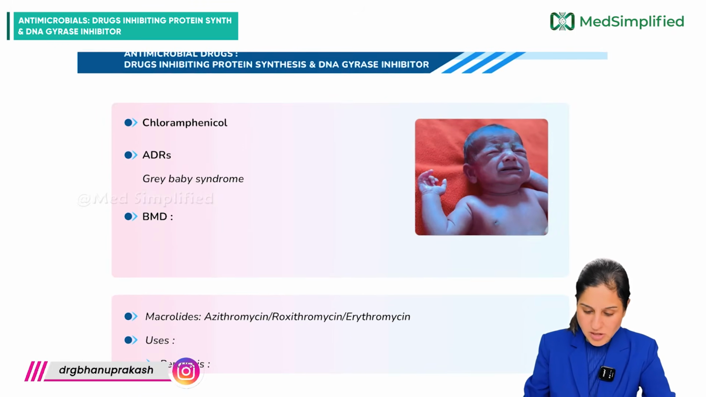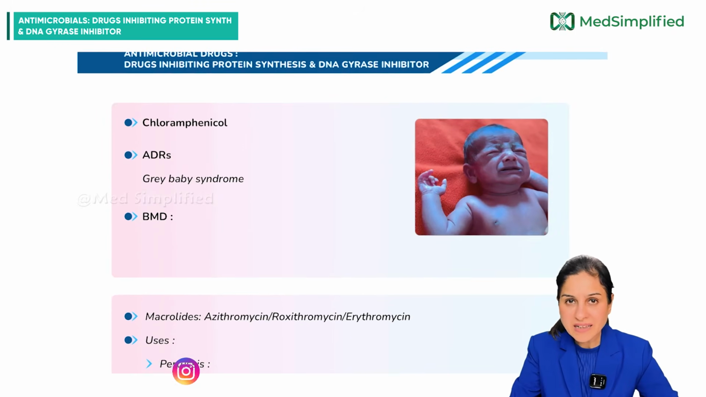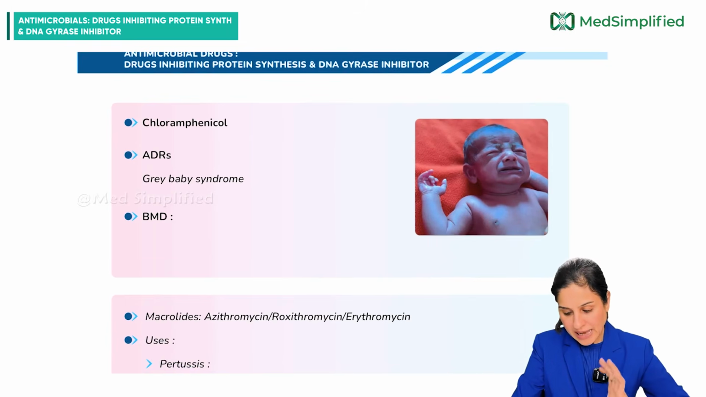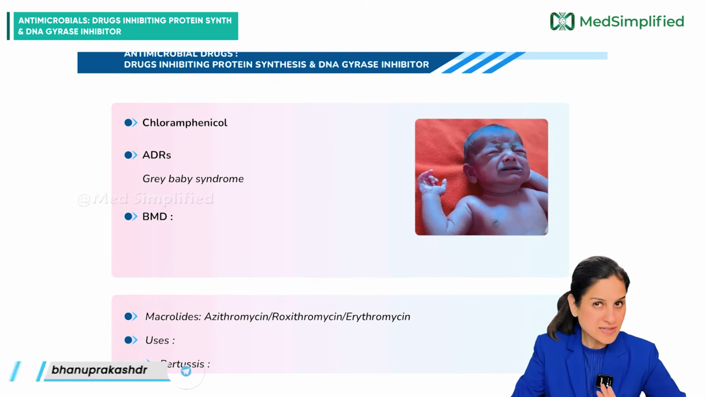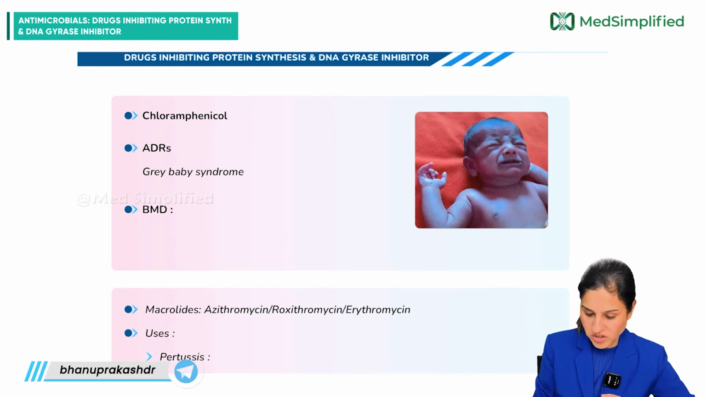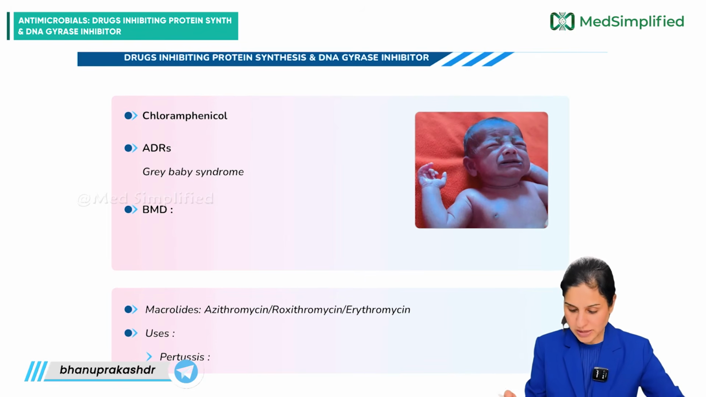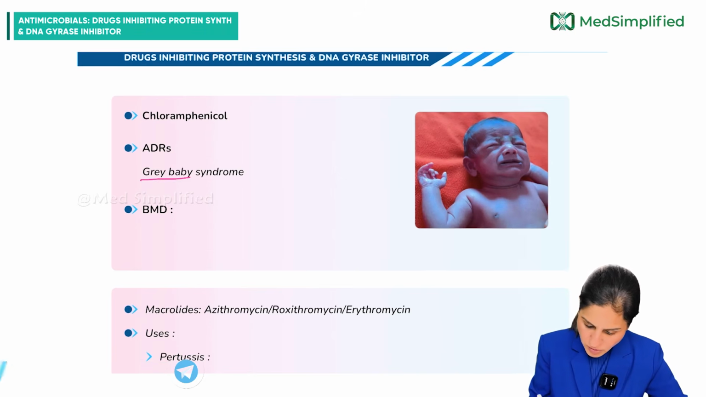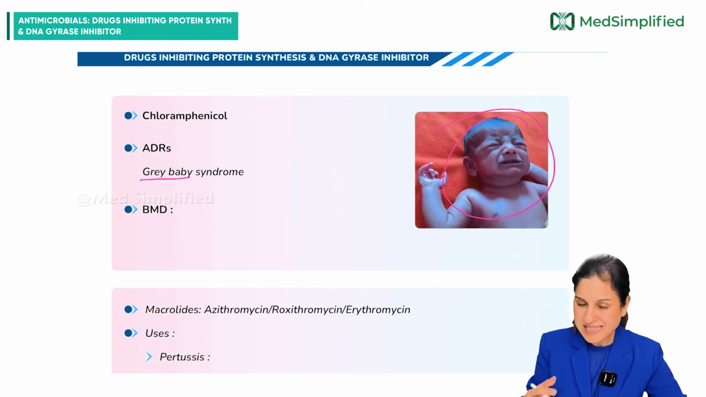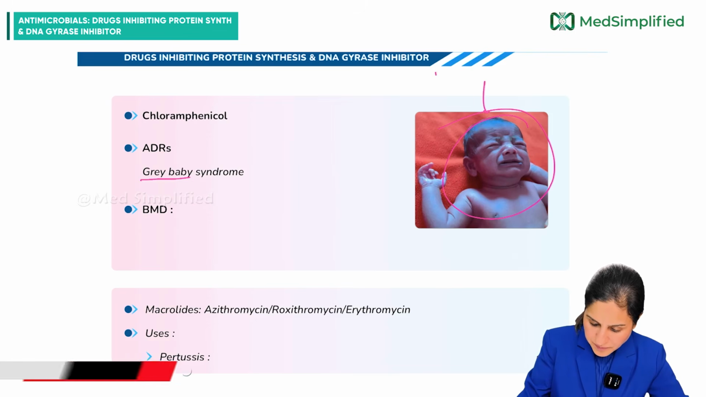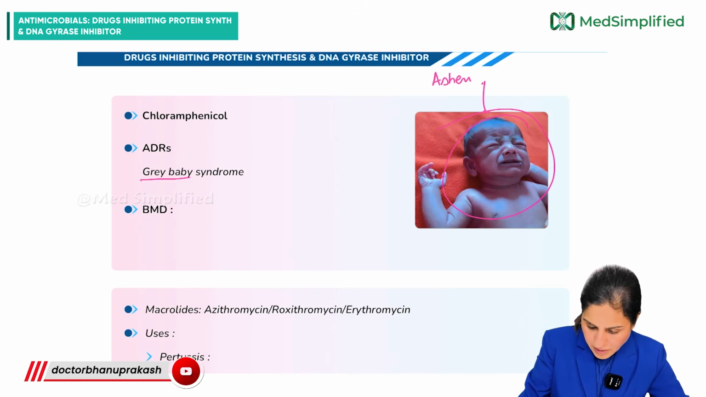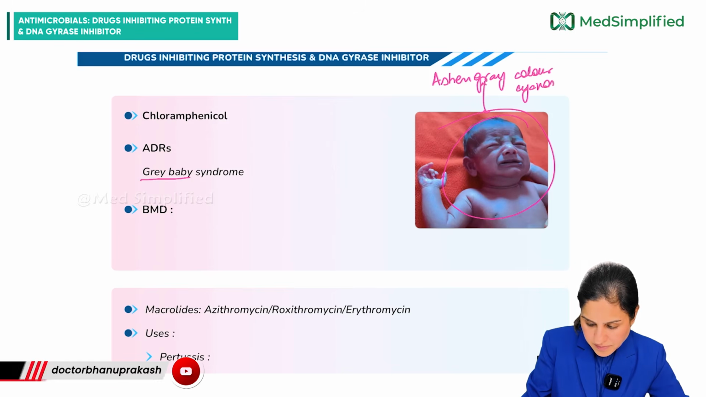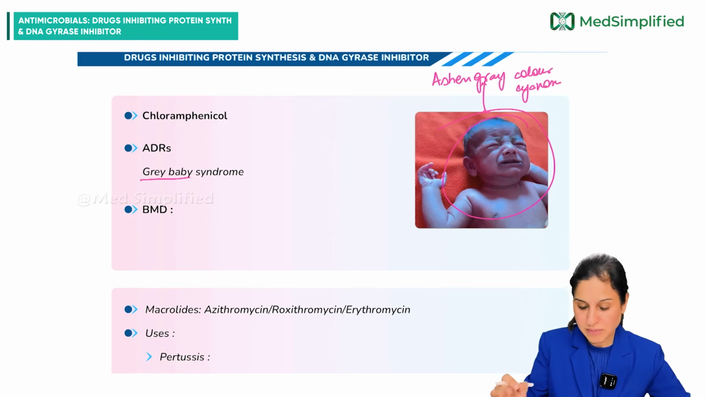The next we have is chloramphenicol. Now this is one drug we don't use as such, and its adverse effects are more important than its uses. So the question is usually asked on its adverse effects. What is the major important one associated with it? It's called gray baby syndrome. See the baby here, the baby turns gray in color. It is called ashen gray color cyanosis. That's why we call it gray baby syndrome.